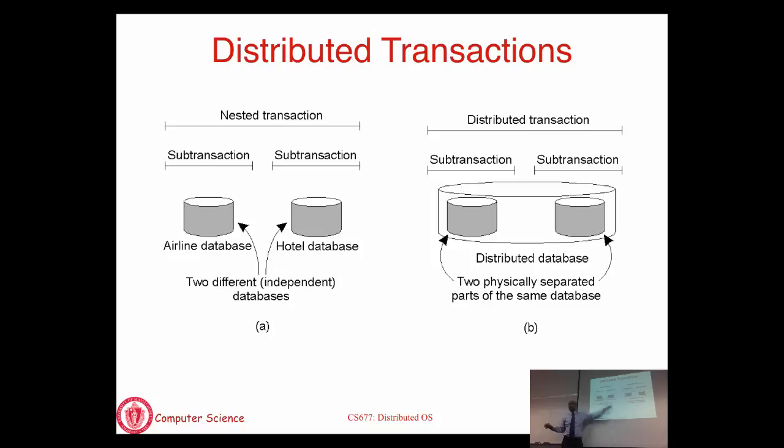So you will put both of those transactions inside a bigger transaction. That is your nested transaction. That's what is shown in this picture. This does not make the system distributed. This is simply making two transactions on two centralized databases.